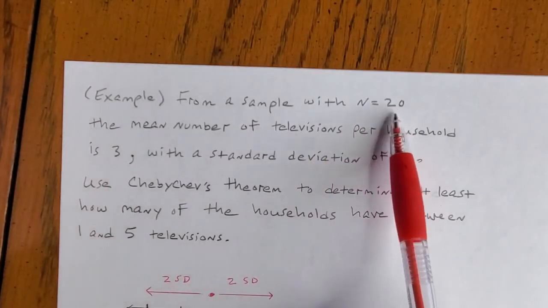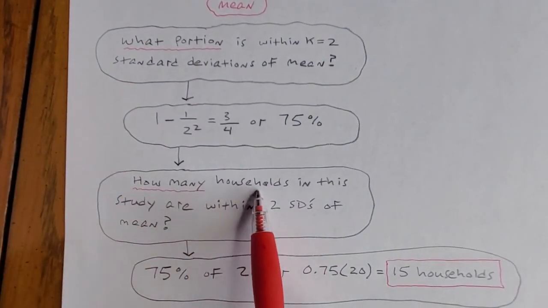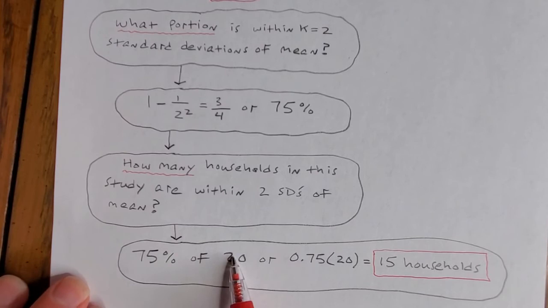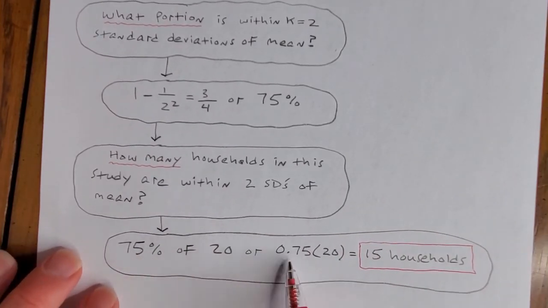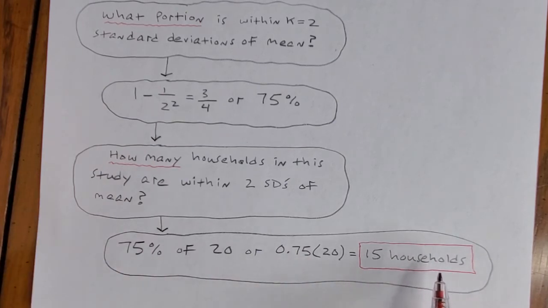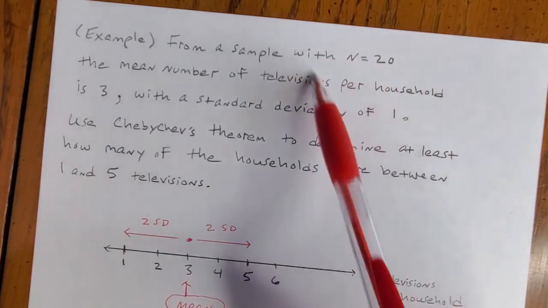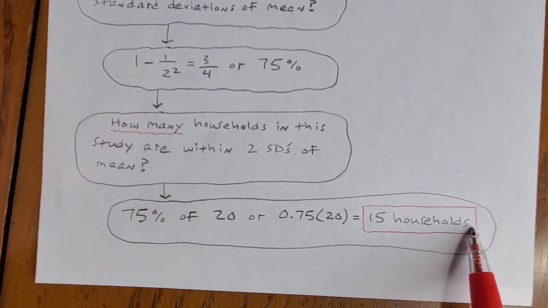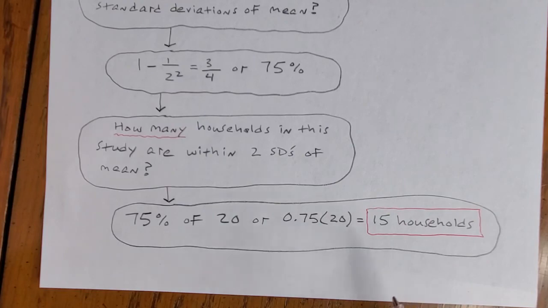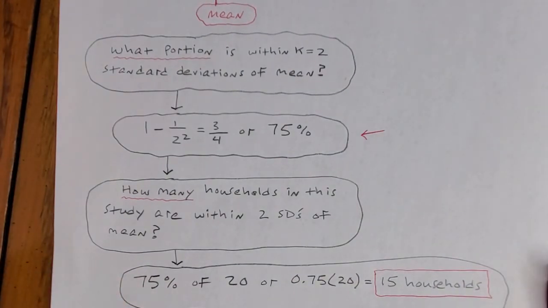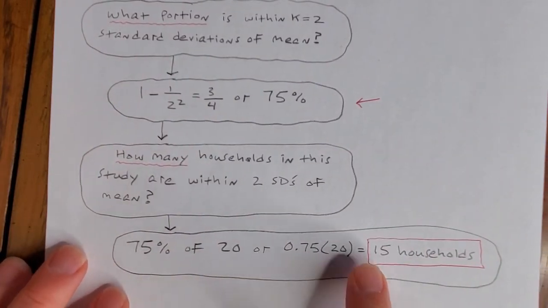There are 20 households in the study. So the number of households that are within 2 standard deviations of the mean is 75% of 20. The way you calculate 75% of 20 is you multiply 0.75 times 20, and you get 15 households. So the ultimate answer, how many households have between 1 and 5 televisions? Since there are 20 in the study, 15 of them have between 1 and 5. But it's all based on this statement of Chebychev's theorem, that 75% of the data is going to be within 2 standard deviations of the mean. 75% of 20 in this case.